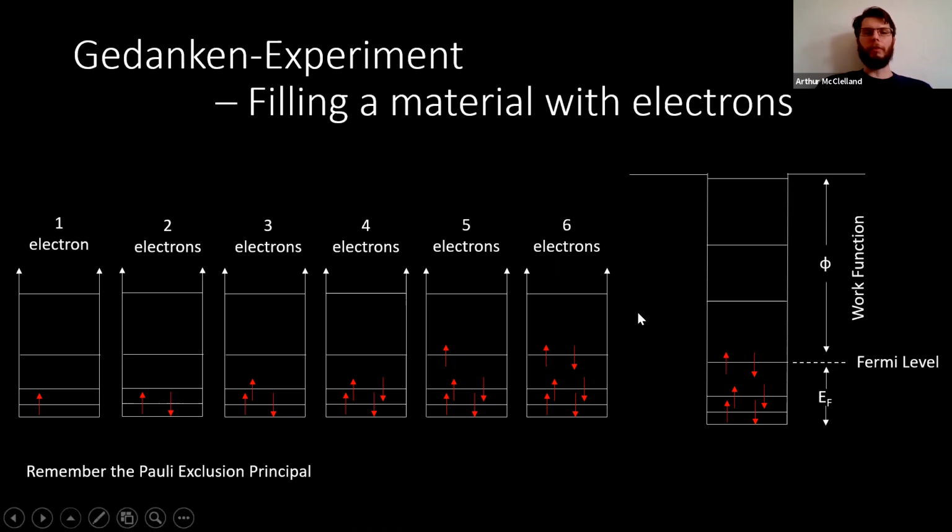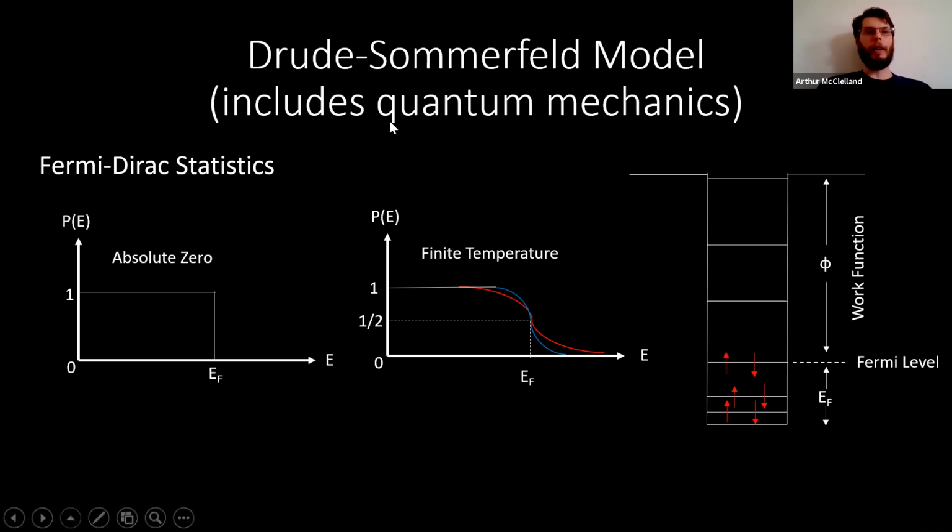All right, so we've seen what happens systematically as we add electrons one at a time. So how does this apply to the Fermi-Dirac statistics? At absolute 0, we have all the states filled up to the Fermi level, and then there's nothing in the higher states.